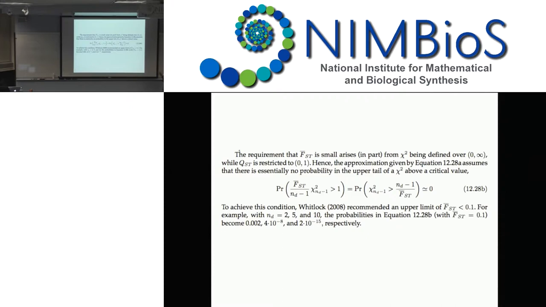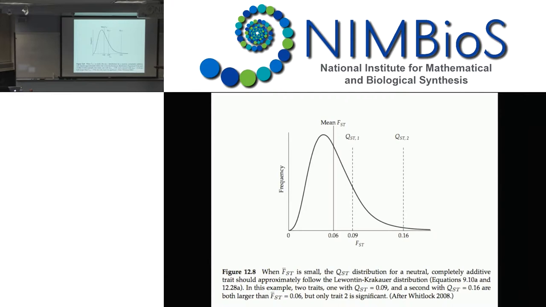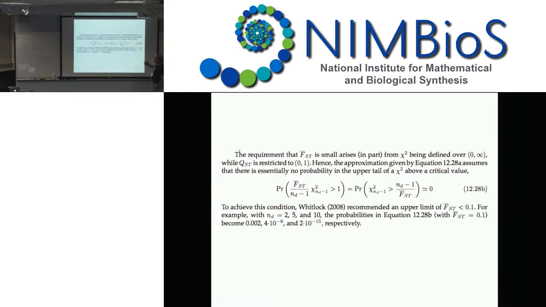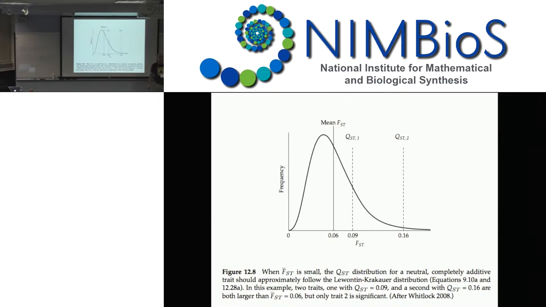Just a technical part in that FST, so this curve here, FST can't get above 1. It lies between 0 and 1, and you have to have a small FST value. Otherwise, remember, that chi-square goes off to infinity. Any probability mass above 1 is not a true value. You want that mass to be really small, and that really only happens when FST is small. So for example, Whitlock recommends that FST bar is no more than 10%. If it's 10%, then with two demes, 0.2% of it lies above 1, with 5 demes less, with 10 demes, basically none lies above 1. So the point is, FST lies between 0 and 1. The chi-square is defined between 0 and infinity. You want to have this mean value be small so that very little probability mass is above 1, so it's a good approximation.